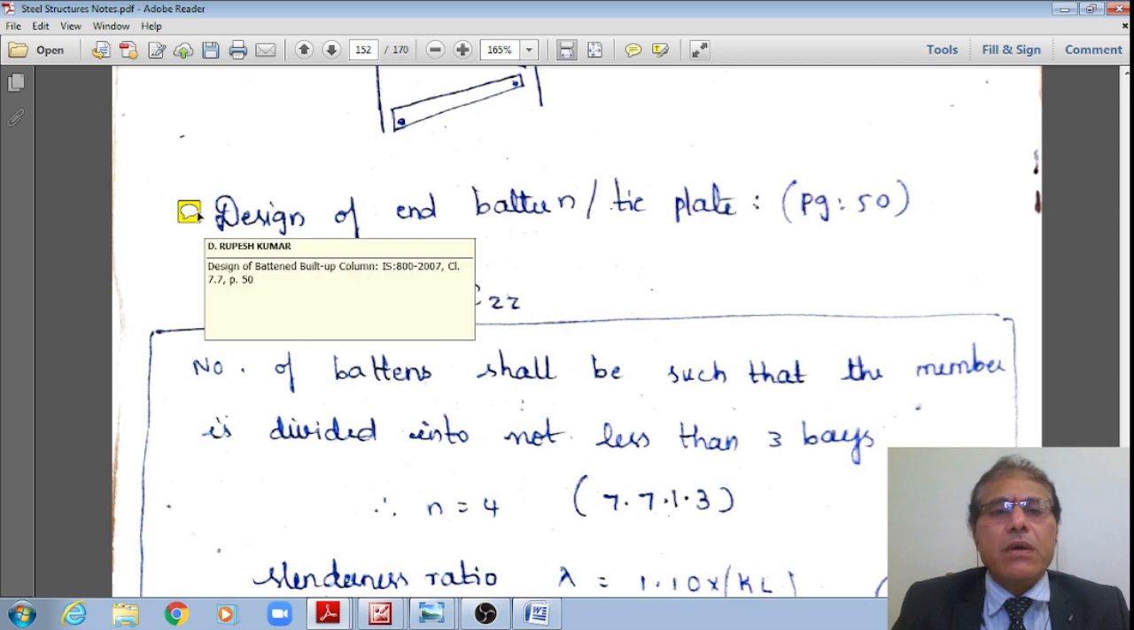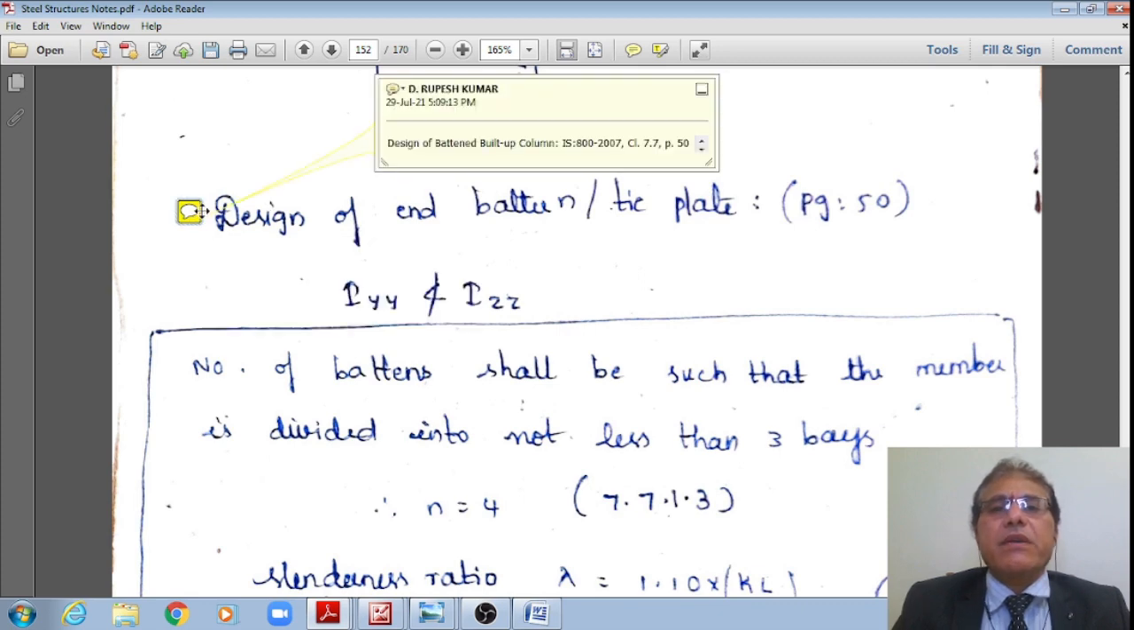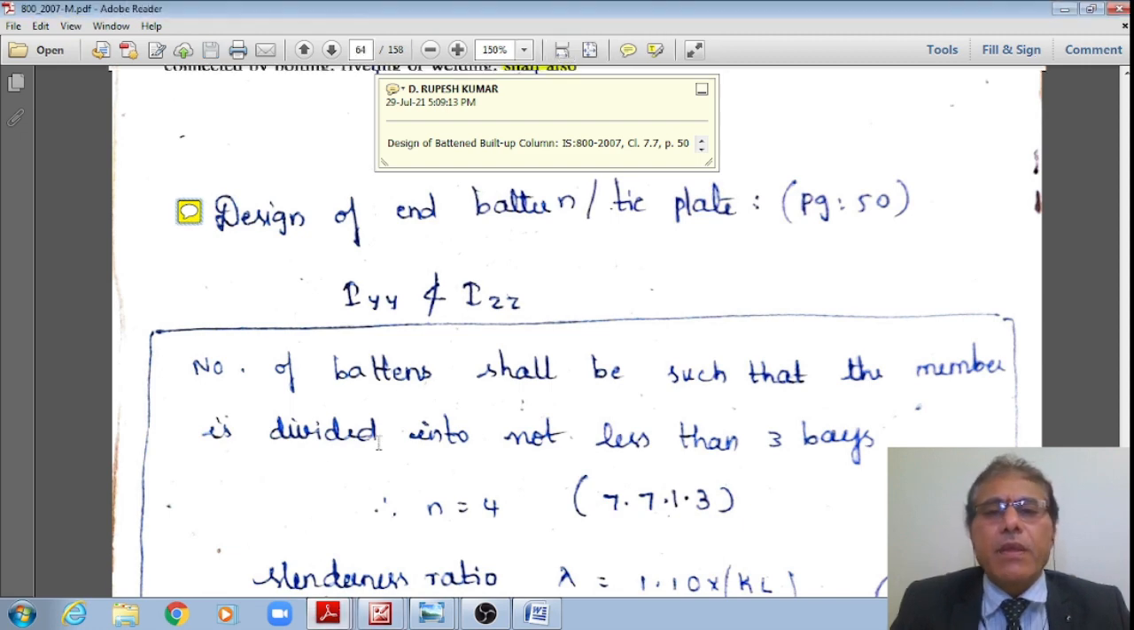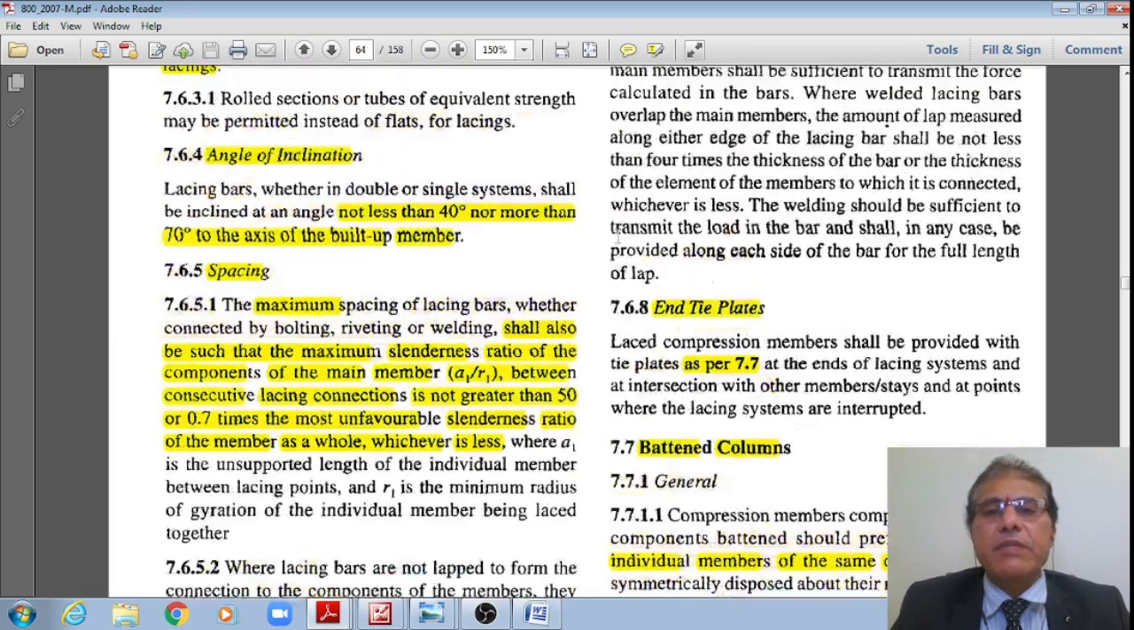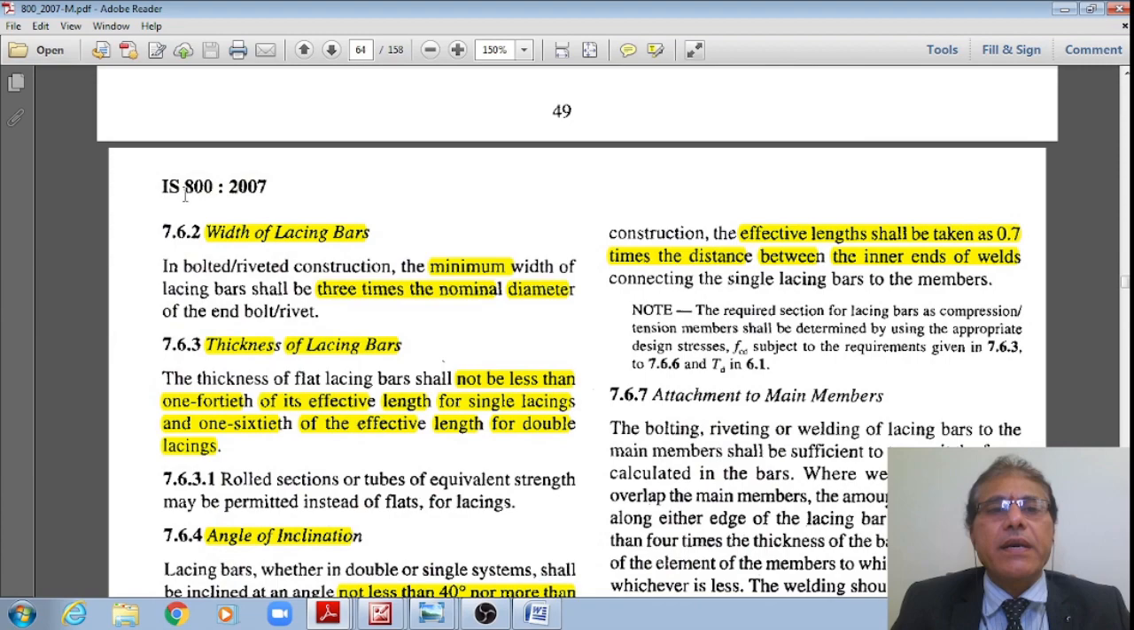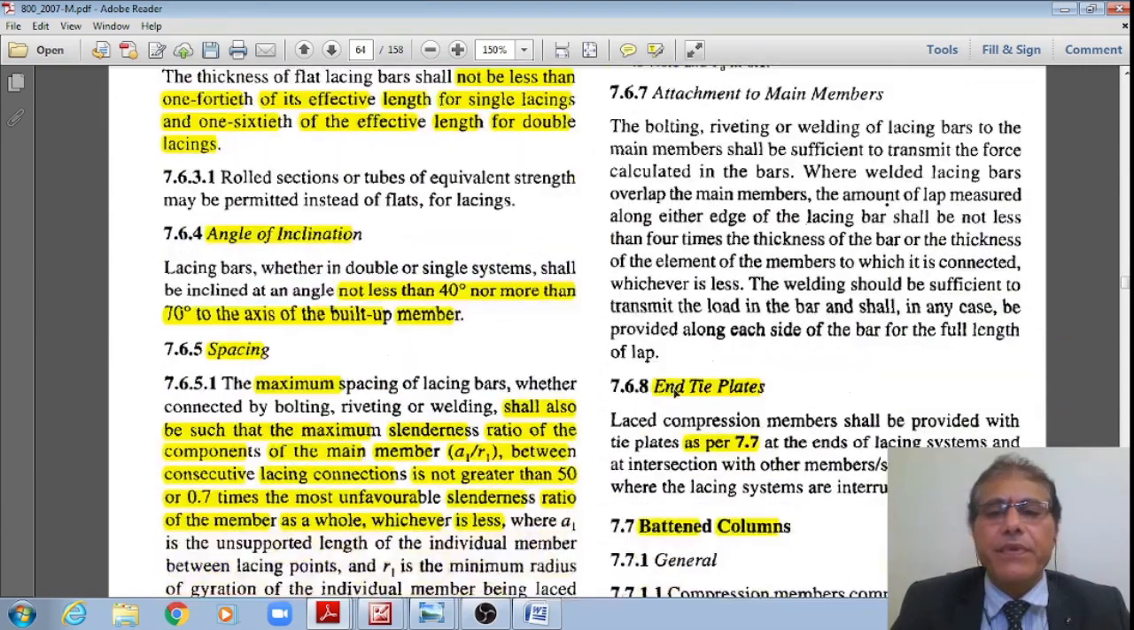Now that is how we'll first see the design of battened built-up columns as per IS 800 2007, clause 7.7, page number 50. All the codal specifications pertaining to these battened columns. Now let me move to that page number 55 from IS 800. Yes, this is our battened columns from clause 7.7 of IS 800 2007, page number 50.